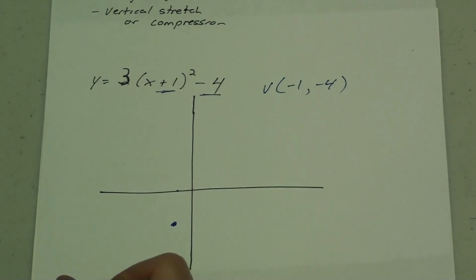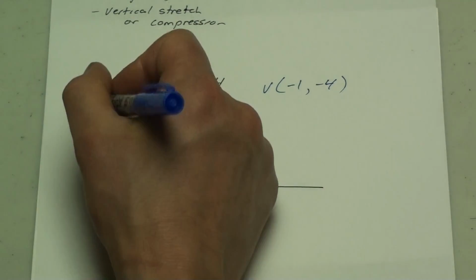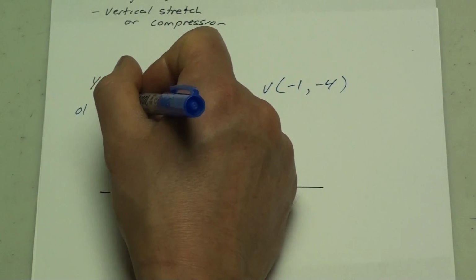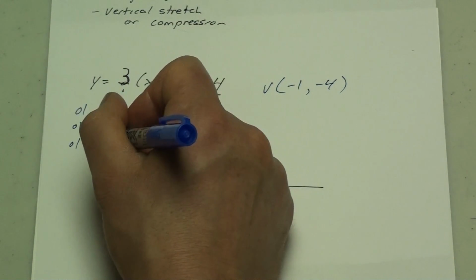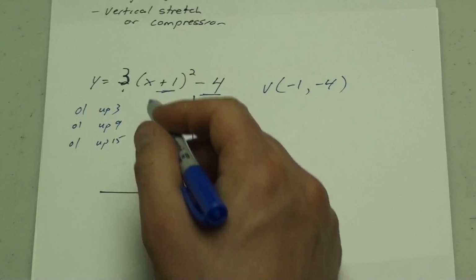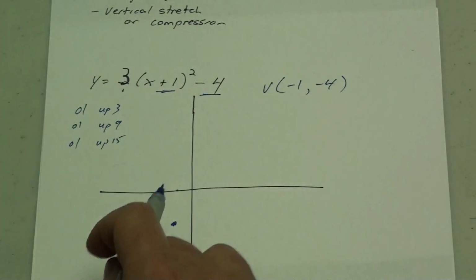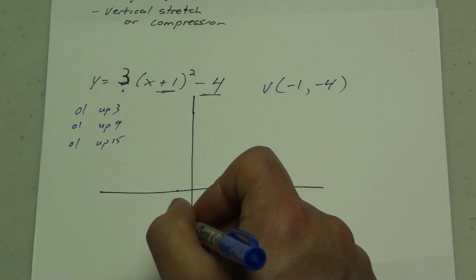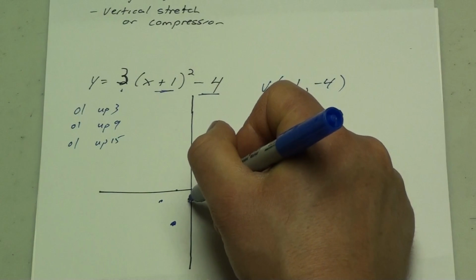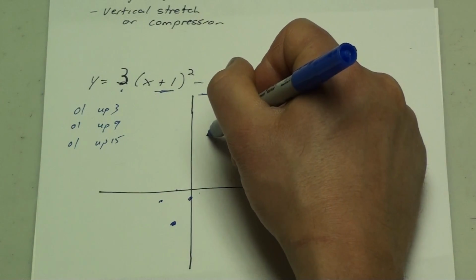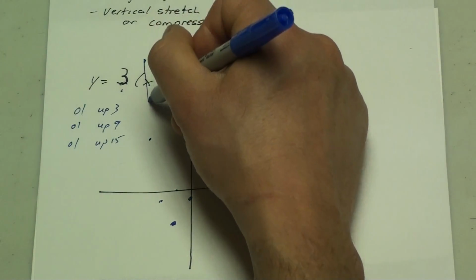That's where I start. The value in front here, the 3, tells me my step pattern. I want to go over 1, up 3, over 1, up 9, over 1, up 15. The step pattern is being multiplied by 3. If it was negative, I would go down. So I'm going to go over 1, up 3, over 1, up 9, and over 1, up 15. You're going to get quite high.